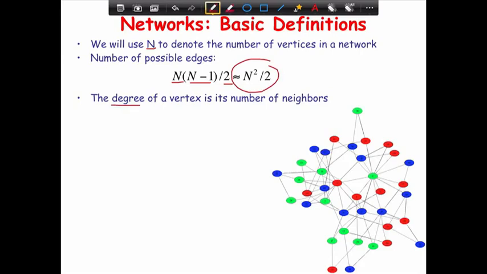The degree of a vertex in a network is its number of neighbors or direct connections. So for instance, here's a vertex in this network with degree 3 because it has 3 neighbors. Here's a vertex with degree 2. And here's a vertex with a rather large degree, somewhere in the teens.